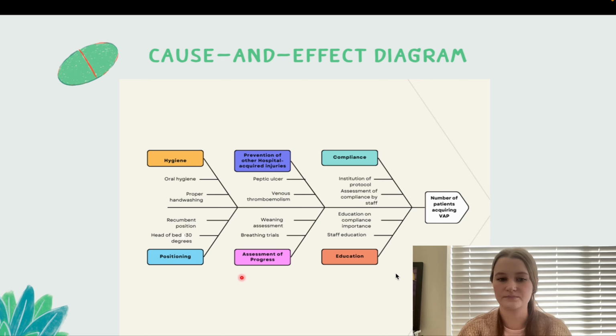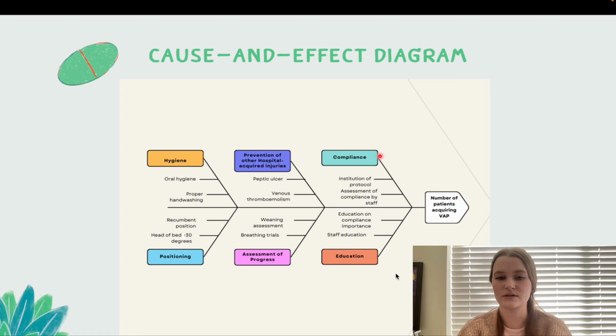And then assessment of progress, because like I said in the last one, every day that a patient is intubated and on a ventilator increases their risk of acquiring VAP by 1 to 3%. So getting them off the ventilator as soon as they can safely is important to reduce the risk of VAP. So using weaning assessments and breathing trials to assess the patient's progress and being able to breathe on their own helps to reduce the risk of VAP.